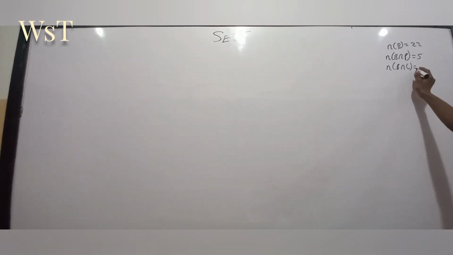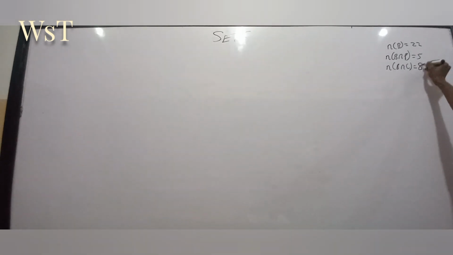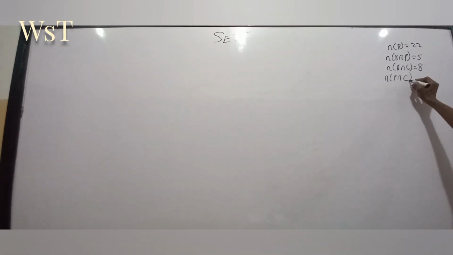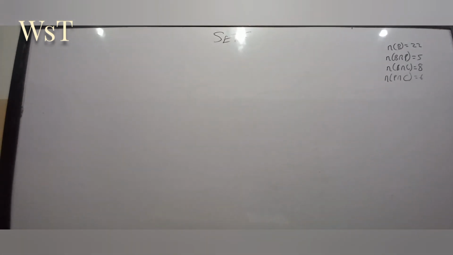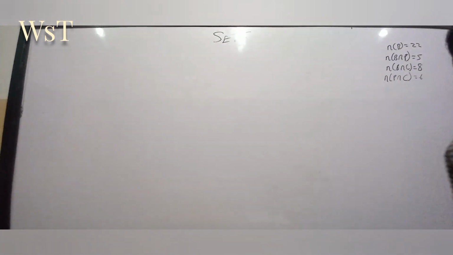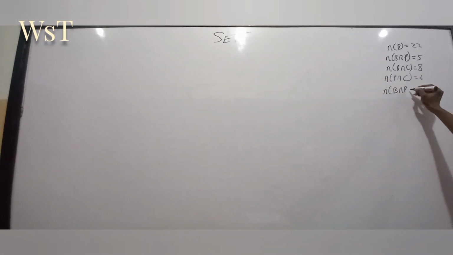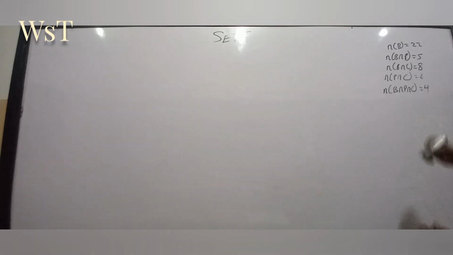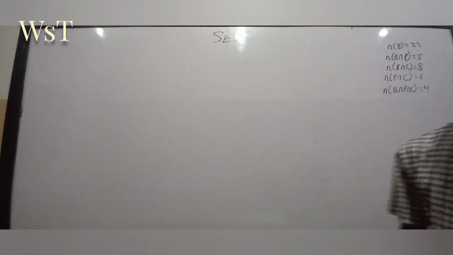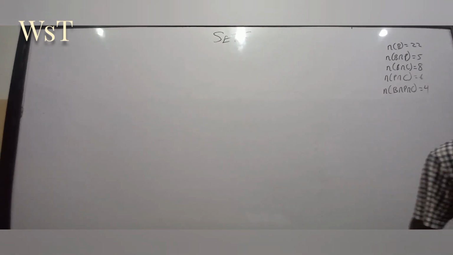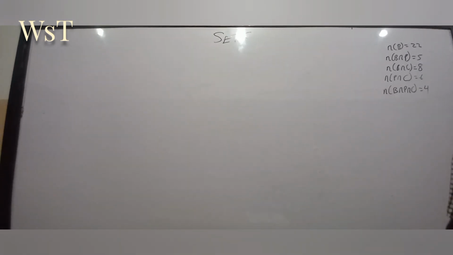And biology and chemistry is what? 8. And it says that physics and chemistry is 6. And biology, physics, and chemistry is equal to 4. And what again? It says the number of students who study physics as their only subject is the same as the number of students who study chemistry as their only subject.